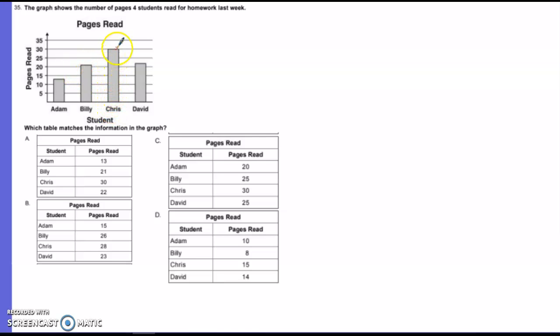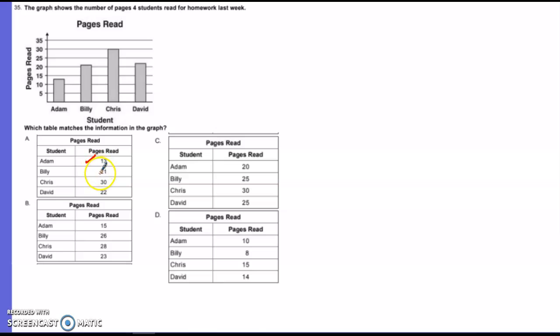Chris read maybe exactly 30. And David read maybe, it's not quite as low as this 21, so maybe 22. So let's see if we can find the one that matches that. Chart A says Adam read 13 books. Let's see if that seems right. Adam, I know it's between 10 and 15. I think that might work for now. Let's see if that matches.